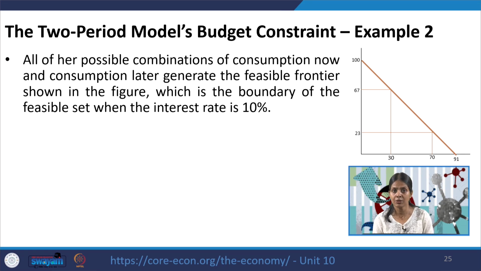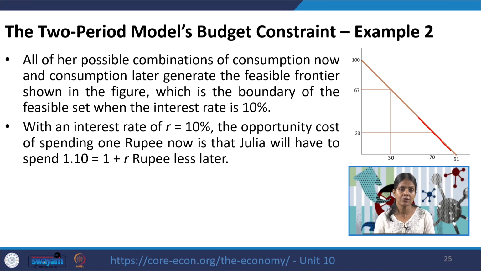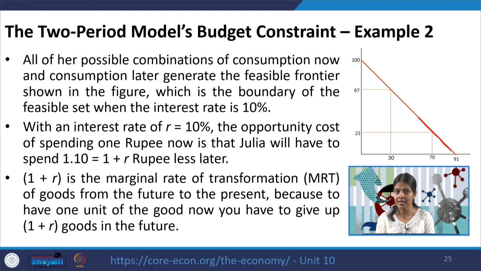All of our possible combinations of consumption now and consumption later generate the feasible frontier shown in this figure, which is the boundary of the feasible set when the interest rate is 10%. So, this is this line. We have already mentioned that with an interest rate R equal to 10%, the opportunity cost of spending 1 rupee now is that Julia has to spend 1.1, that is 1 plus R rupees, later. R rupees less later.